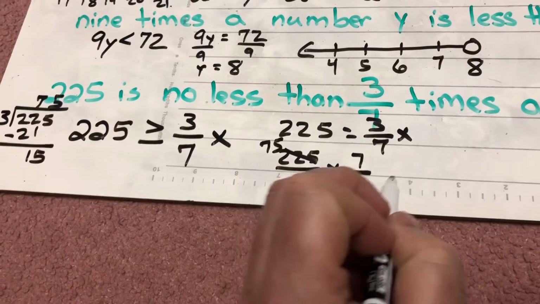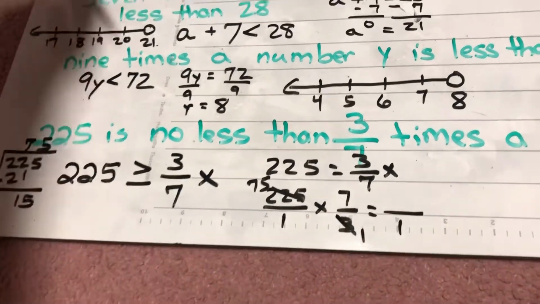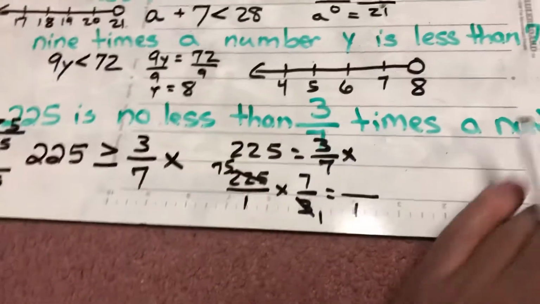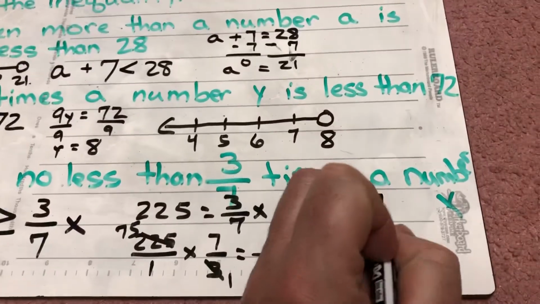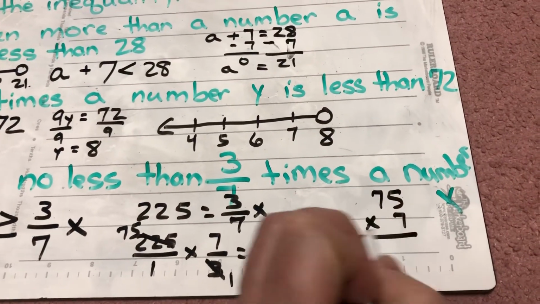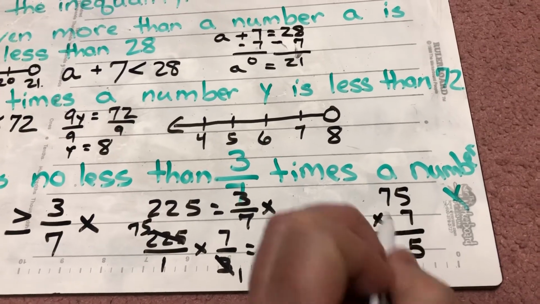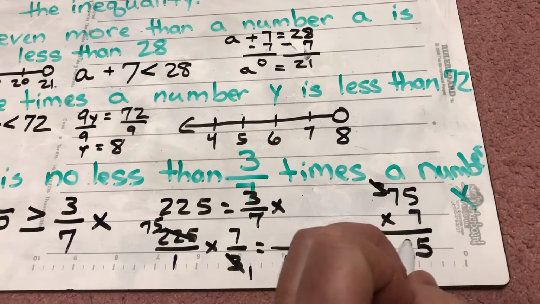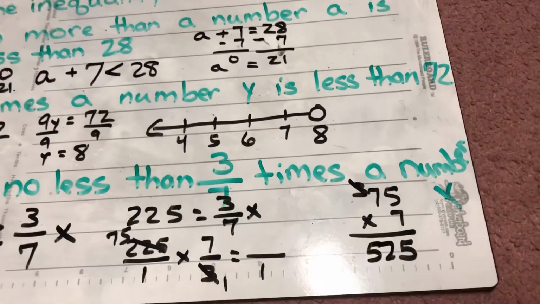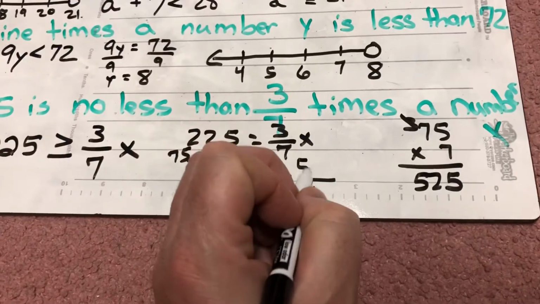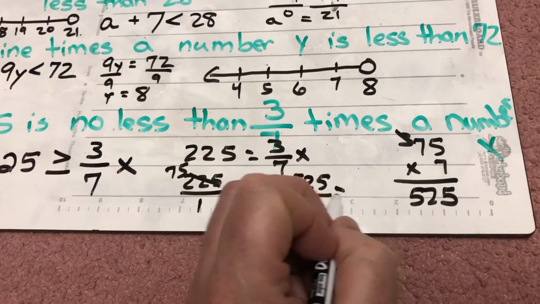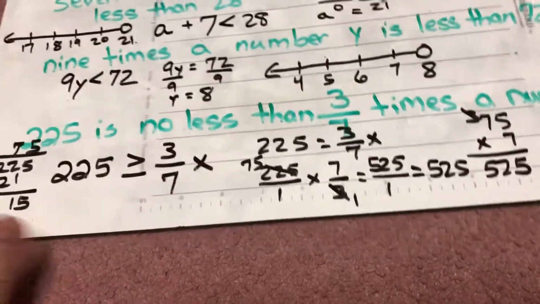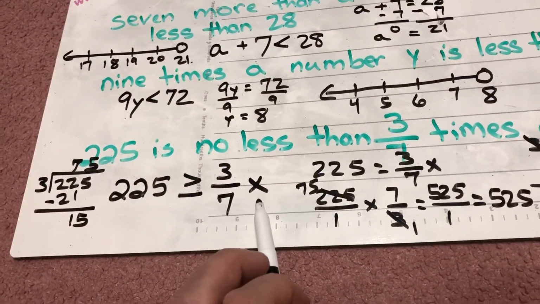That's going to be 1. So I get 1 at the bottom. And then it looks like I just need to do 75 times 7. So I'm going to come over here, 75 times 7. 7 times 5 is 35. Put the 5 down, carry the 3. 7 times 7 is 49. Plus 3 is 52. I get 525 over 1. That equals 525. So now that tells me that x is on this side.